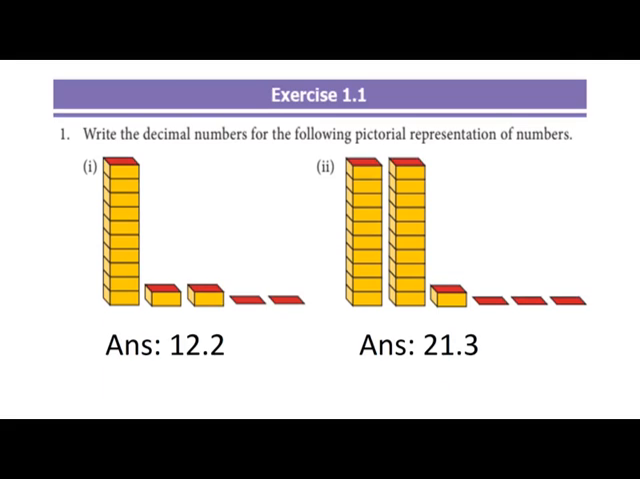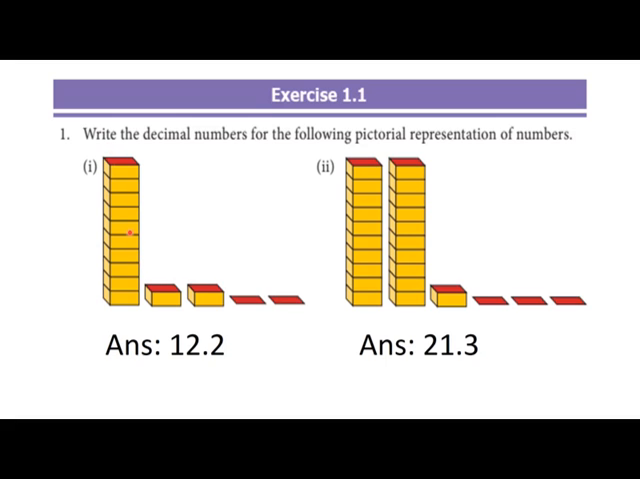Next, let's move on to exercise 4.1. Here a pictorial representation is given, and you have to write the decimal form. So look at the picture. First question: write the decimal numbers for the following pictorial representations of numbers.